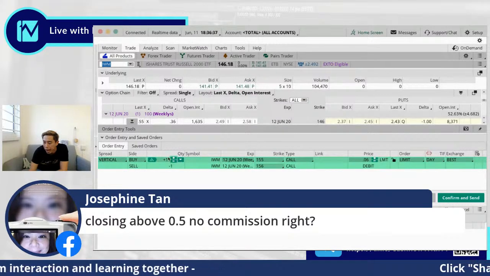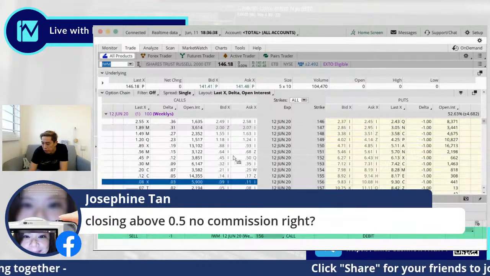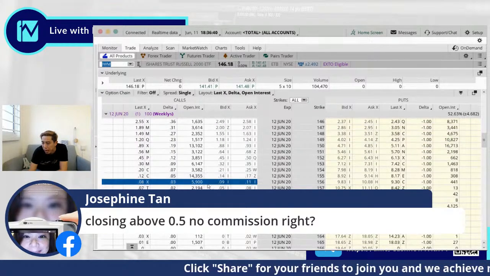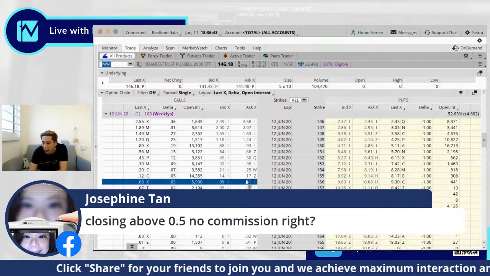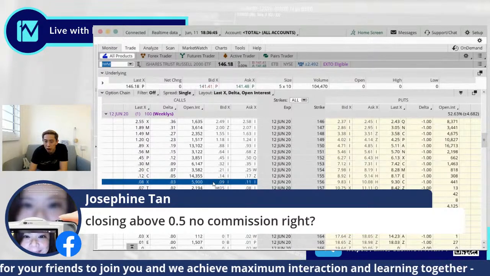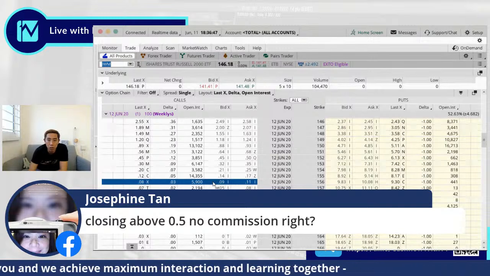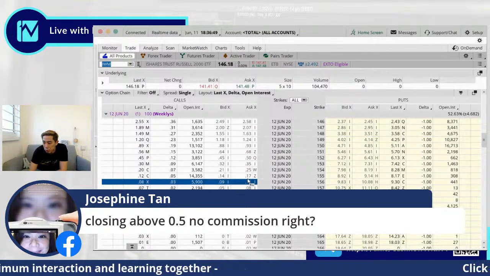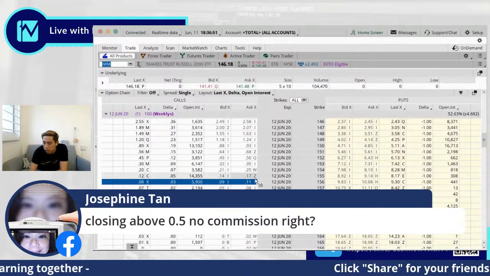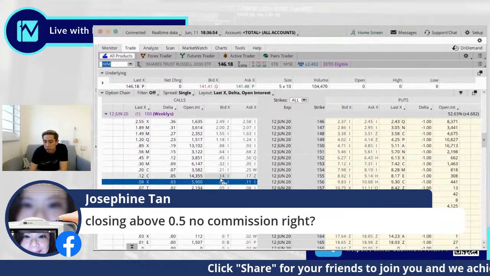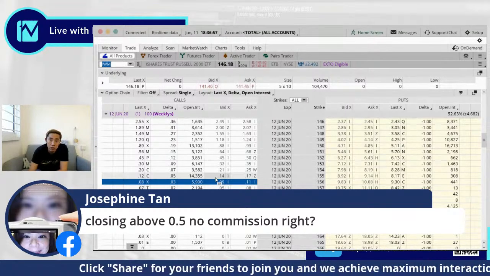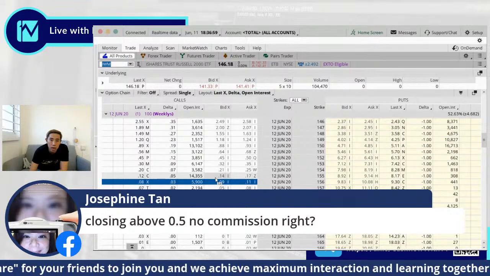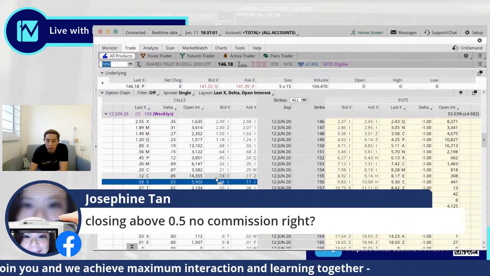By buying it back, if the premium that you're paying to buy back an option is less than 5 cents in the market, the brokers will waive off the commission fee. But as you realize, the 155 call is still costing around 15 cents. So unfortunately, this closing will still incur commissions. Okay, Josephine?